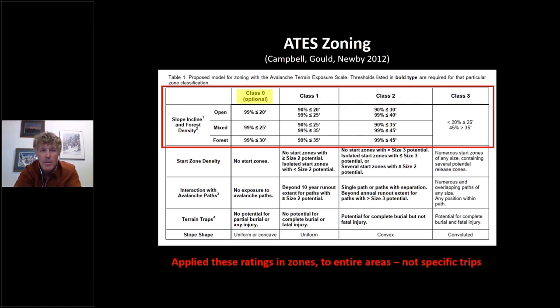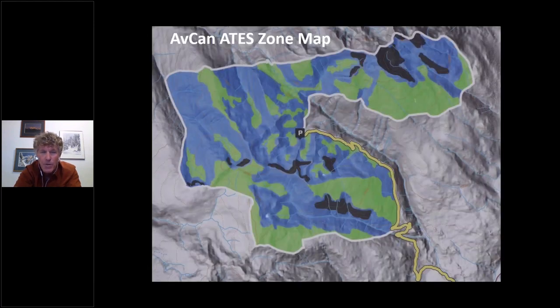So this is an example of a zone map that Avalanche Canada has produced. I believe this is for the gorge just west of Revelstoke. And you can see how it looks pretty straightforward. Green is simple, blue is challenging, and black is complex terrain, and it lays it out for people.